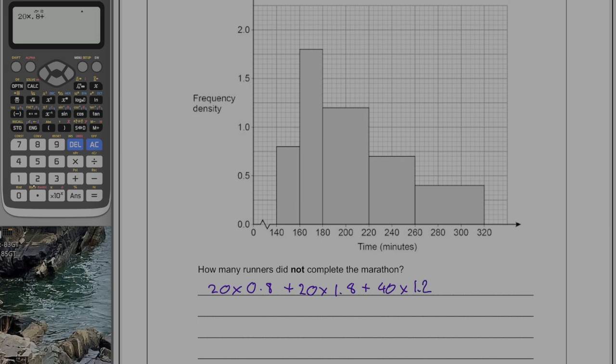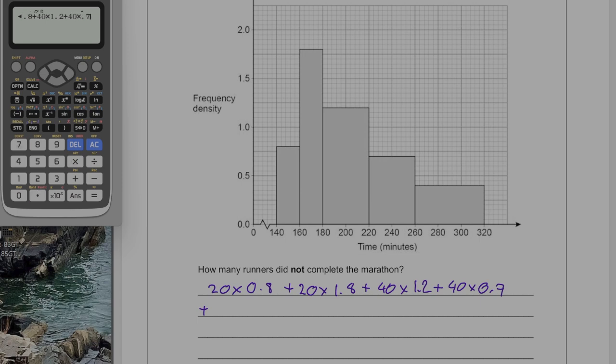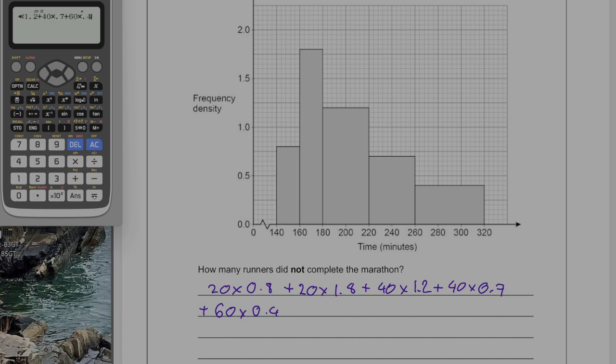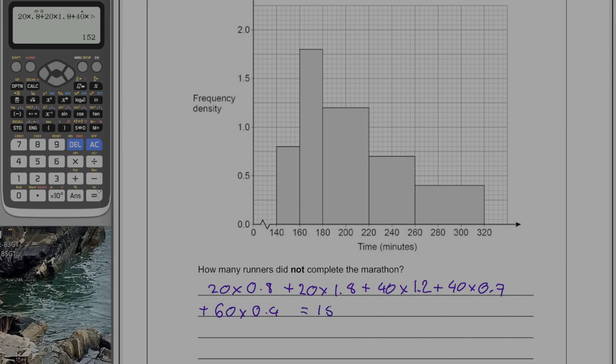So let's catch up on our calculations. 20 times by 1.8 plus 40 times by 1.2 plus, again, 40 times by 0.7 plus, and then this final group is 20, 40, 60 times by, that value is 0.4. So that gives us 152 that finished the race.